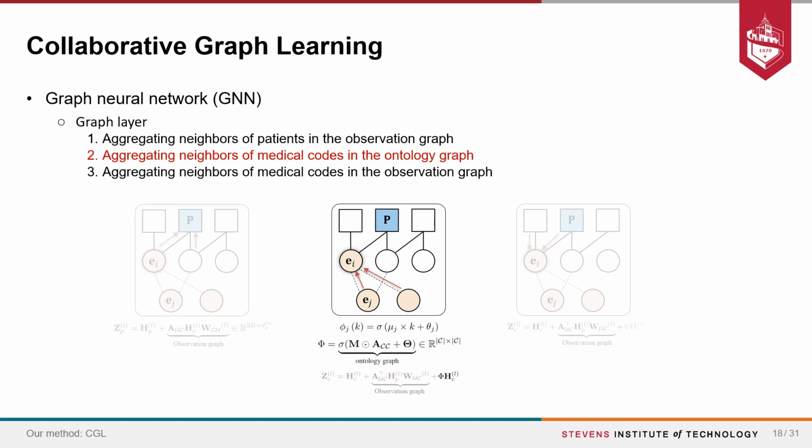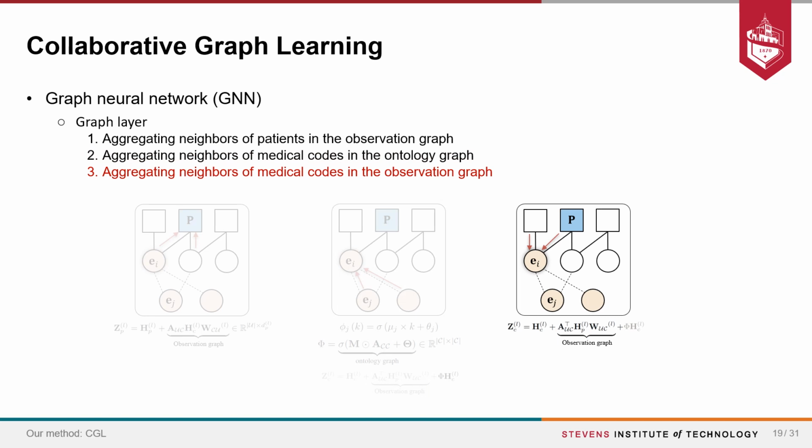We first define an ontology weight phi k for medical code CG to normalize the influence of CG on other medical codes connected in level k. Here μg and θg are two trainable variables for CG, and sigma is the sigmoid function. The second equation is for the matrix calculation using the adjacency matrix ACC, and we get an ontology weight matrix for all medical codes. And then we aggregate the neighbors of medical codes which are also medical codes by multiplying phi and HC.